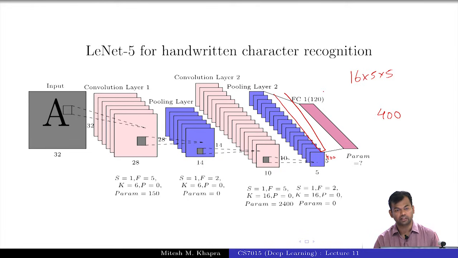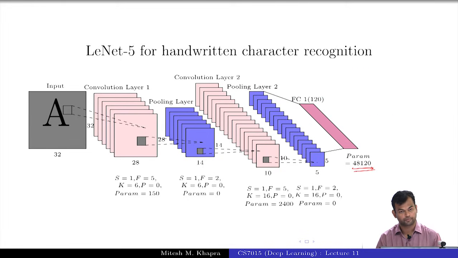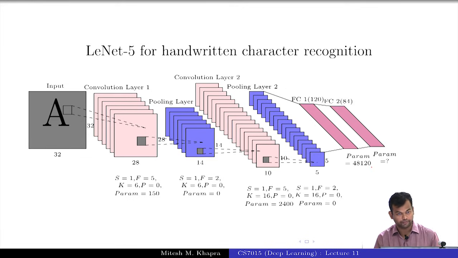400 into 120 plus we'll have 120 biases. Okay, so that's what this number is. Fine. So this is one fully connected layer of size 120. After that I have another fully connected layer of size 84. So the number of parameters would be 120 into 84 plus 84. Okay. And after that I have the output layer.